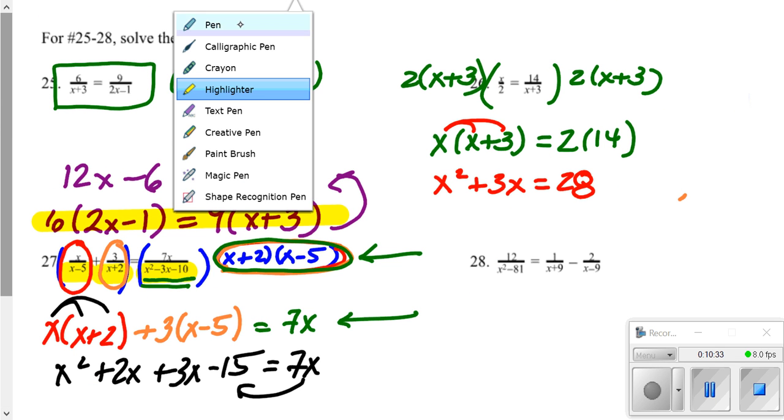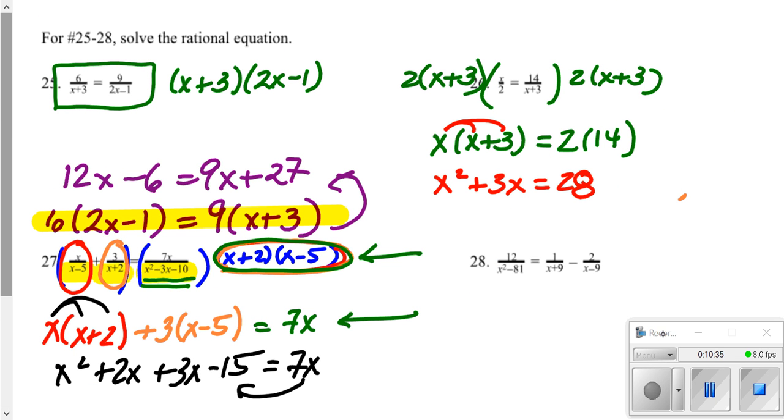All right, and then the last one in this little chunk, I notice here that this denominator is a difference of squares. And when I factor that difference of squares, I'd have x plus 9 and x minus 9. Well, that's just awesome. So here, I just need to multiply through by that.